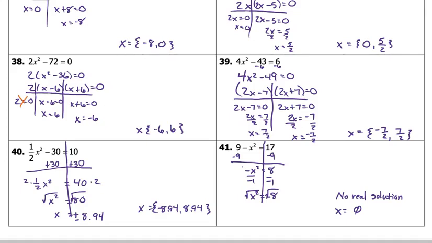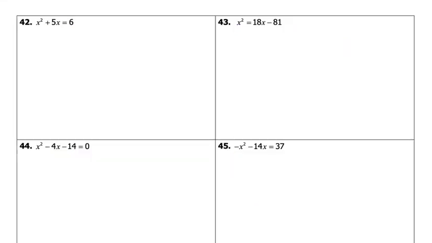Let's take a look at the next set. Okay, 42 and 43. Those just look like trinomials. So let's go ahead and use trinomial factoring. I'm going to move the 6 over, so x squared plus 5x, I'm going to move the 6 over, so -6 equals 0. I can just factor that.